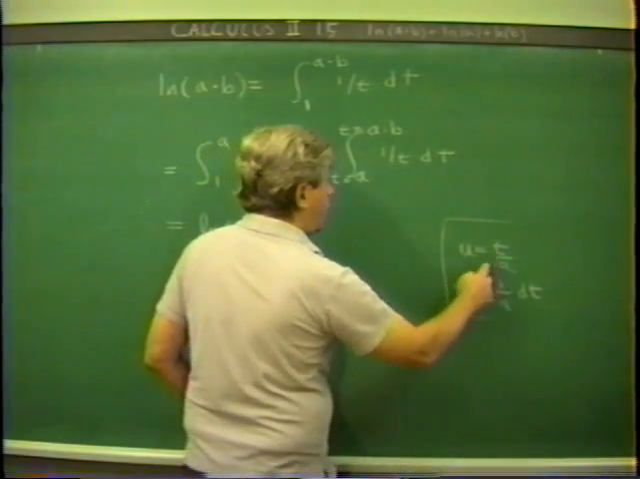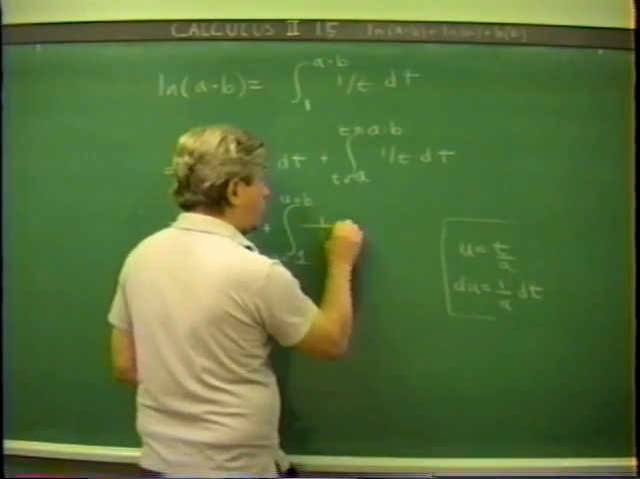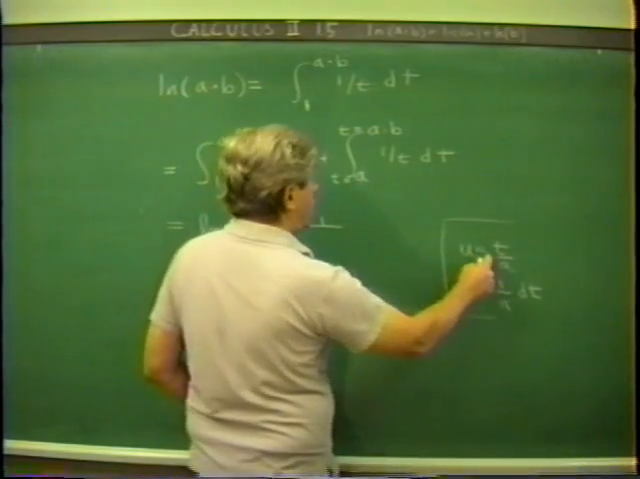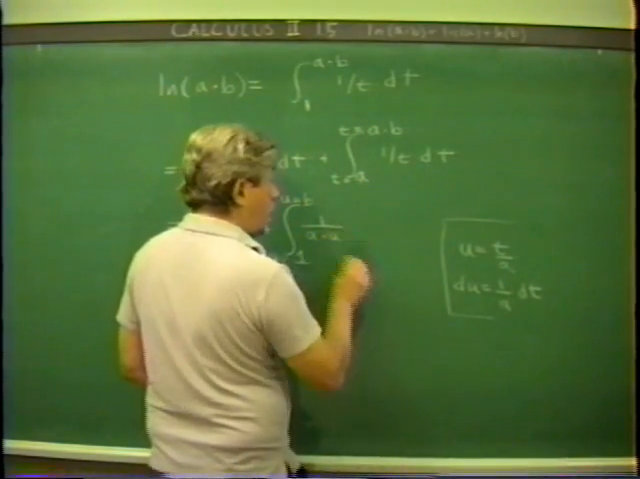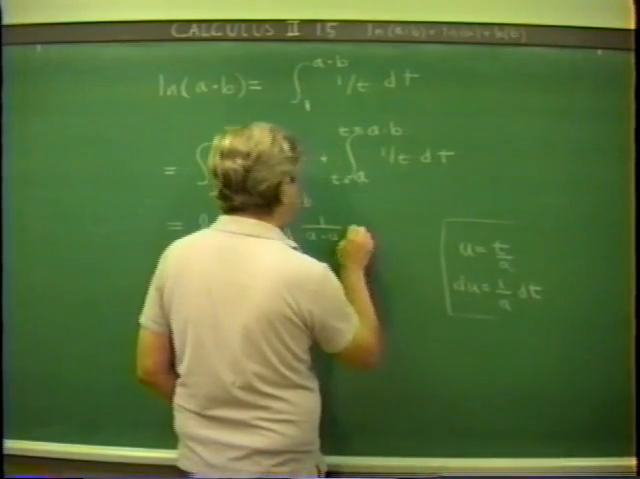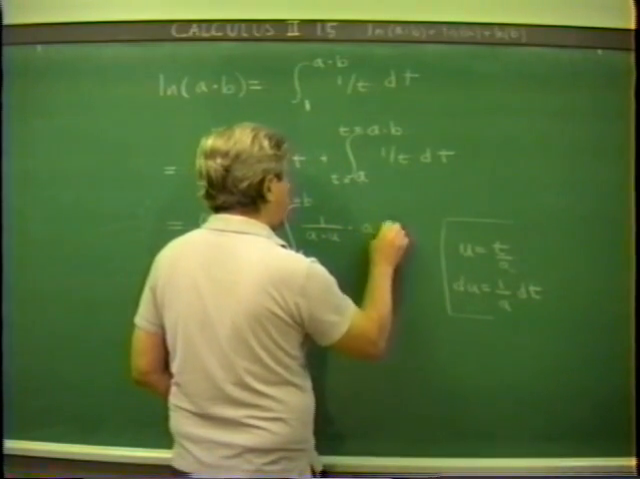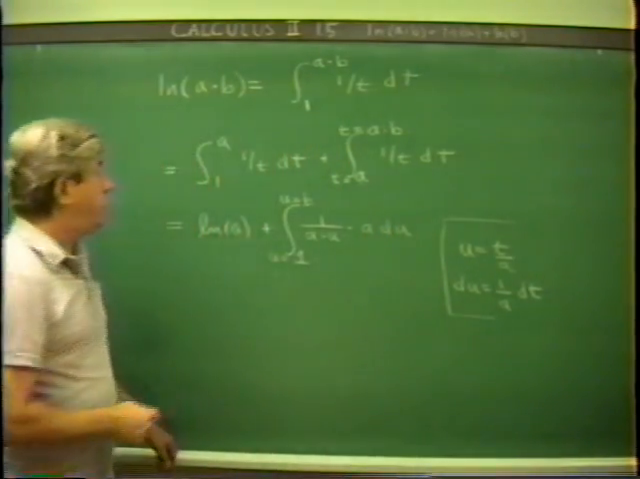Right? And now I have 1 over t is 1 over a times u, and dt is a du.